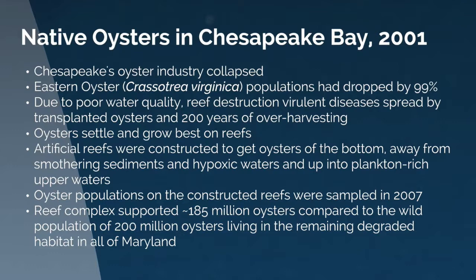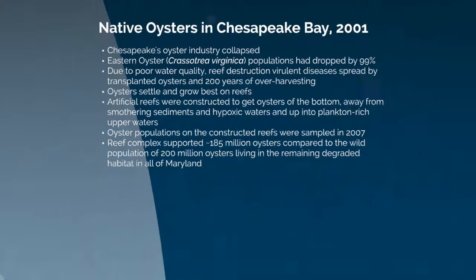Since oysters settle and grow best on reefs, artificial reefs were then constructed to get oysters off the bottom of the sea, away from smothering sediments and hypoxic waters. This was an effort to push them up into the plankton-rich upper waters to allow them to grow and thrive better. After a few years of implementation, the oyster populations on the constructed reefs were sampled in 2007. The reef complex supported about 185 million oysters compared to the wild population of 200 million oysters living in the remaining degraded habitat in all of Maryland, showing the success of the artificial reefs.